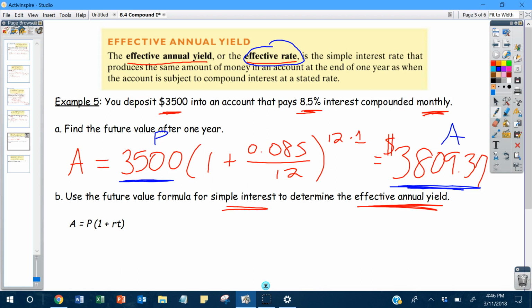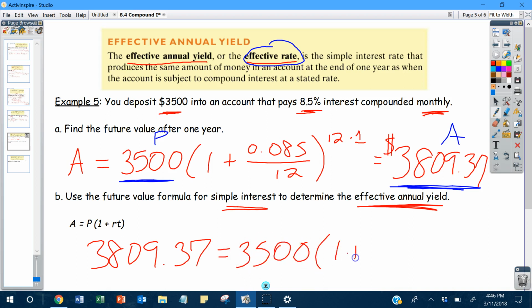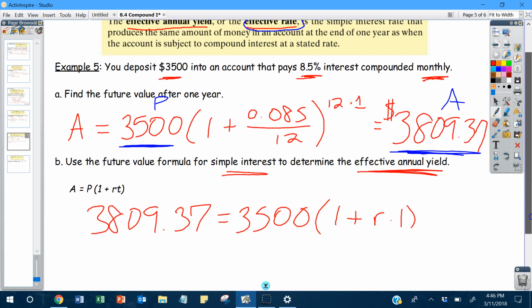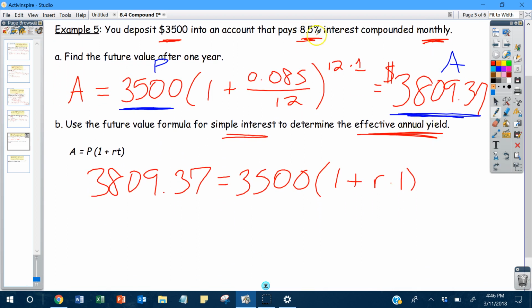Anyway, here's what I'm going to do. I'm going to plug those things into the formula. I'm going to put A right here: 3,809.37 is equal to 3,500 times 1 plus R times T, which is also 1. So you see, I don't know what the simple interest rate is. I know what this compound interest rate is, but I want to know the simple interest rate, which is also called the effective annual yield. So that's going to be this number when I get done, this R.